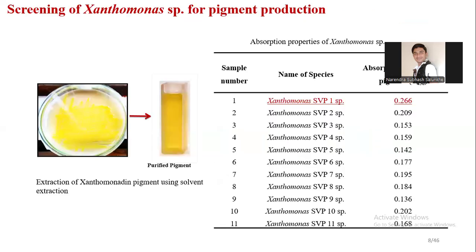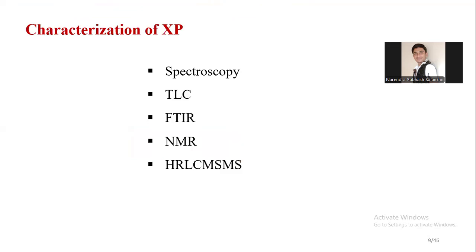On the basis of yellow color intensity and absorption maxima, Xanthomonas SMP1 showed the maximum absorption maxima. On this basis, this Xanthomonas species was selected and used for further experimental work. Then the extracted pigment was characterized by analytical techniques like spectroscopy, thin layer chromatography, FTIR, NMR, and HRLC-MS.